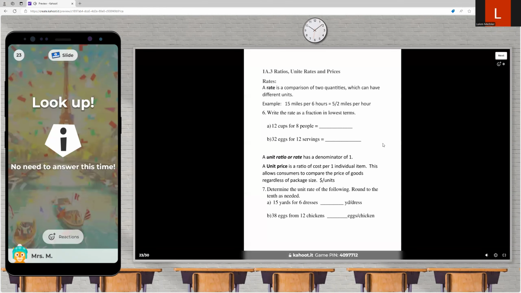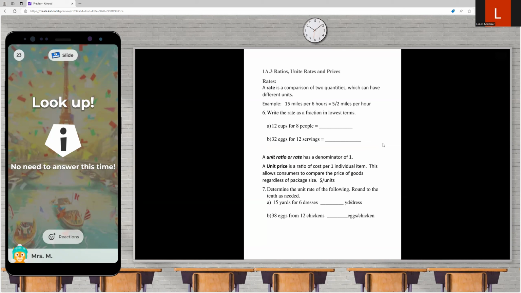All right, we're in. So that was all of 1A.2. It's a pretty short section. You're just practicing writing those ratios and reducing them. Now, a rate is a comparison of two quantities which can have different units. So ratios, the units had to be the same, whereas rates, they don't.